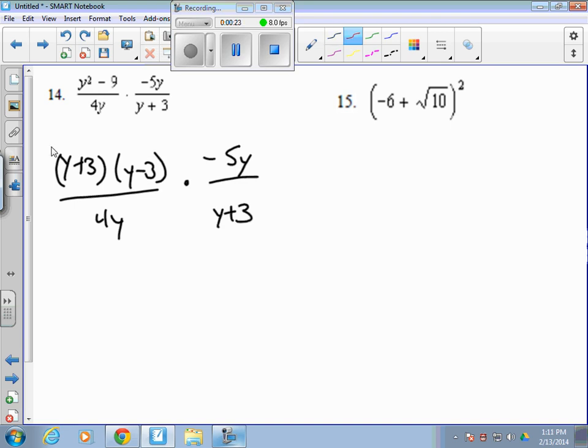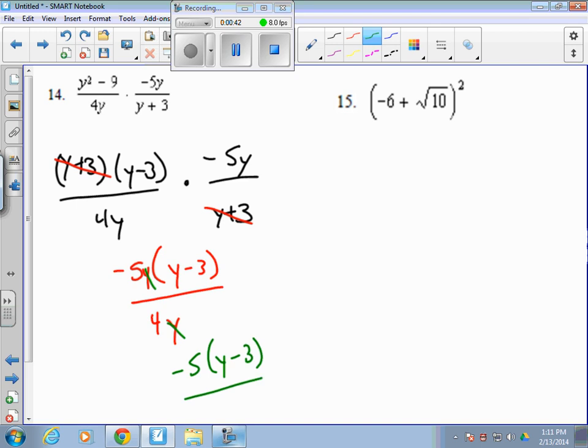You can see what they have in common. They both have y plus 3 in common. So negative 5 times y minus 3 over negative 5y over 4y. You can see they both have y in common, the top and the bottom. You can cancel that out. So what you're left with is negative 5 times y minus 3 over 4.